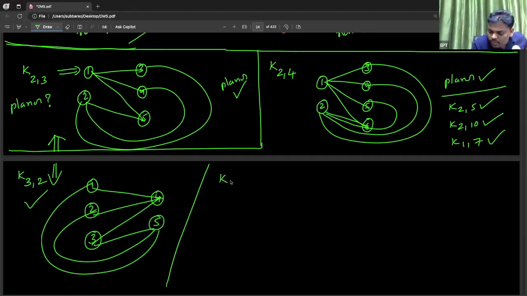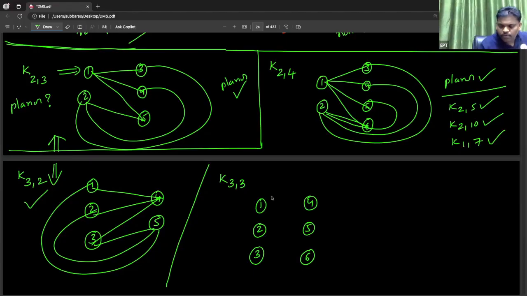Now see the major problem. K3,3. Listen everyone now. K3,3. To get the problem, minimum these two people are 3. Let's check. 1, 2, 3. If you want, you can verify. 1, 2, 3, 4, 5, 6. Check now. This will go all.